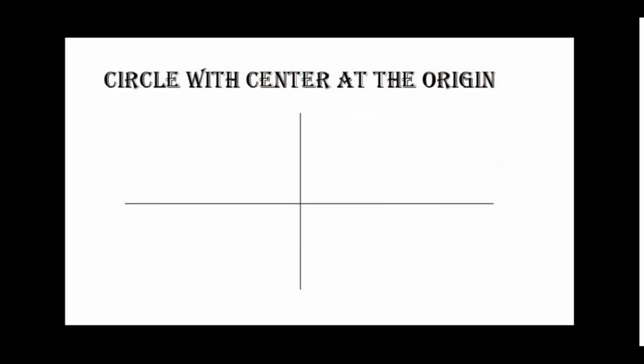So let's have a look at what is meant by a circle with the center at the origin. What this means is that if you have a Cartesian plane and our circle is on our Cartesian plane, then the center of this circle will be at point (0, 0) on our Cartesian plane.